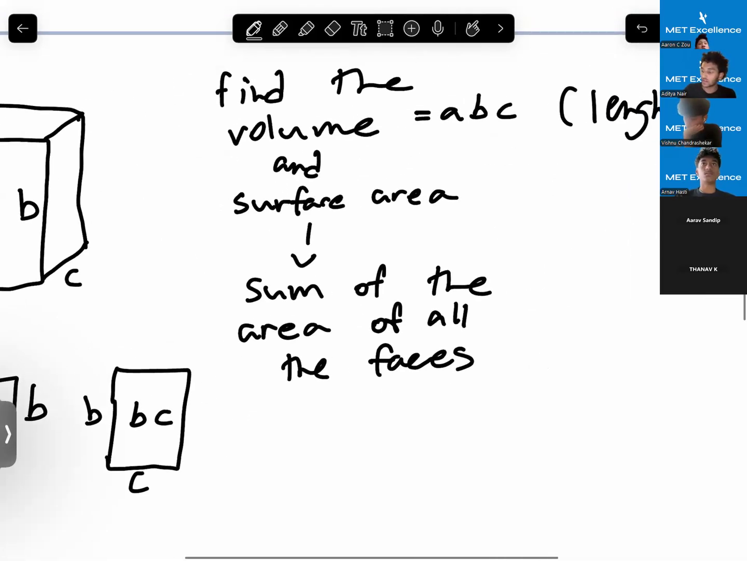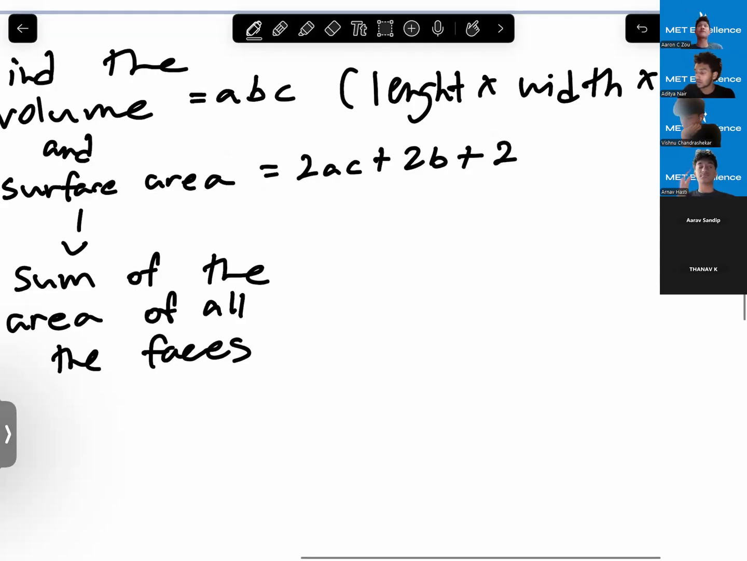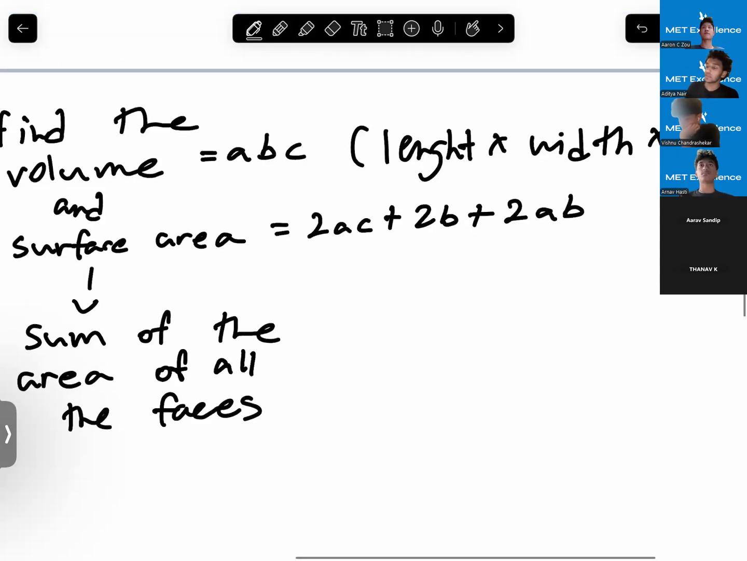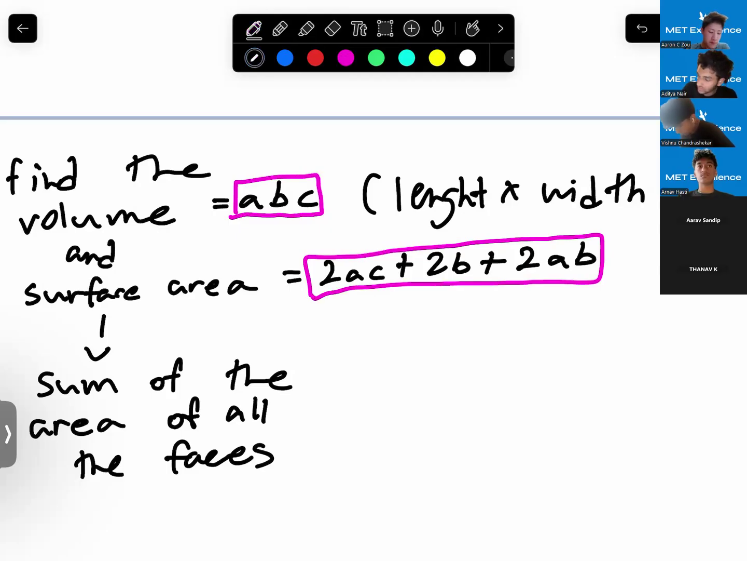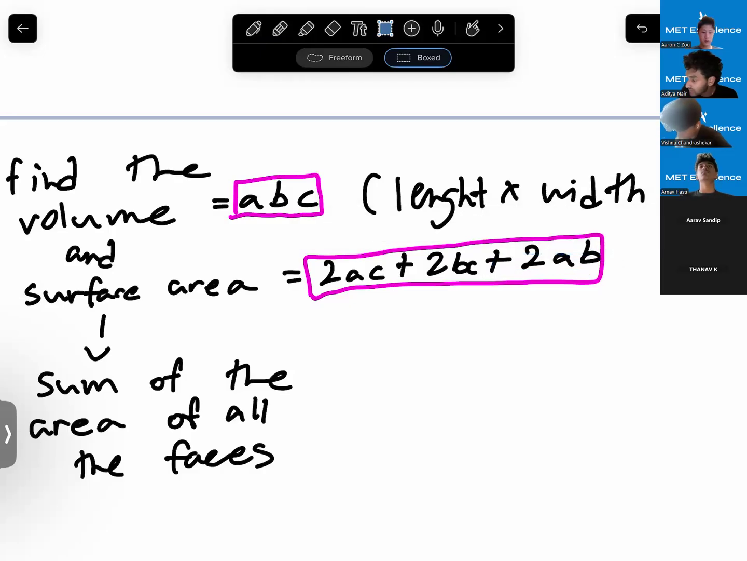We get surface area is equal to 2AC plus 2BC plus 2AB. And these will both be your general formula for a rectangular prism. Sorry, I just forgot to see down here. So you could either memorize this or just know that you have to add up the area of all the faces. So those are the biggest ones you have to know.